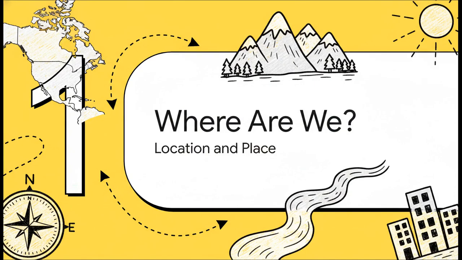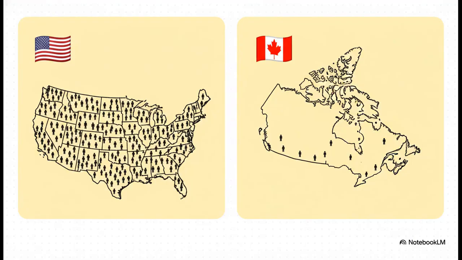Okay, so first things first. Let's start with the absolute basics: location and place. We need to know where these countries are, and, just as crucial, what they're actually like on the ground. Now, this is where it gets really interesting. Canada is actually the second biggest country in the world, even bigger than the US in terms of land area. But look at the population. It's not even close. The US has over 10 times more people. That single fact, that size versus people ratio, is a huge piece of this whole puzzle.